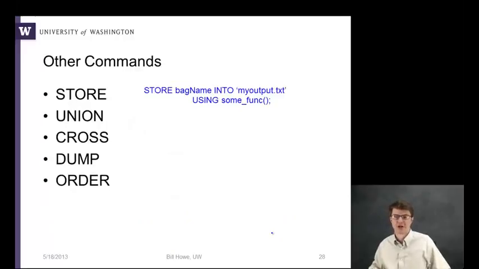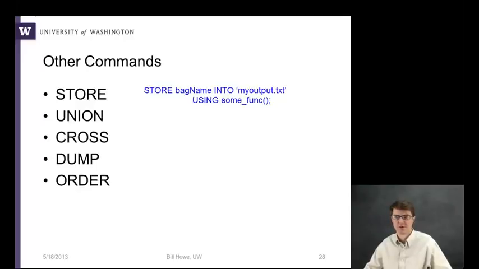Fine. So other commands that we're not going to talk about in detail are store, which writes data out to HDFS so it's available for future commands. Union, that combines 2 data sets together and removes duplicates. Cross product, which finds all possible pairs between 2 data sets, which can be useful if you're about to compute some sort of similarity function, as we talked about. And then dump, which prints output to the screen. And then order, which sorts the output.